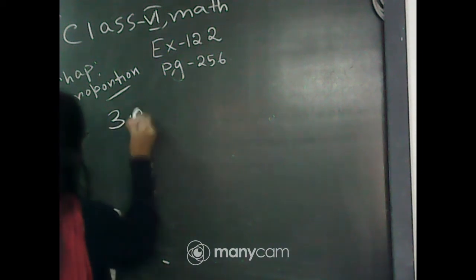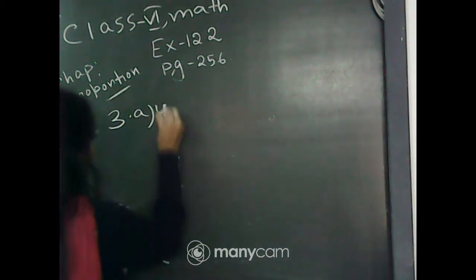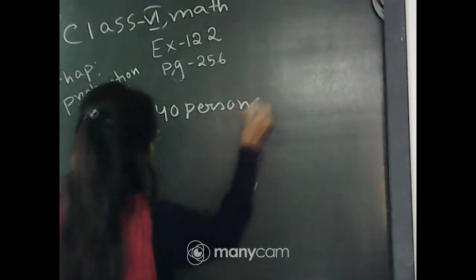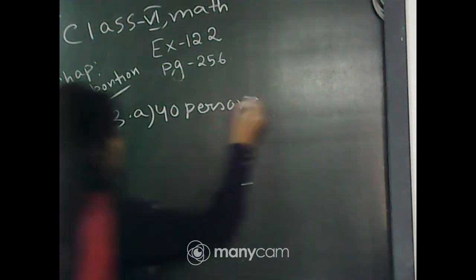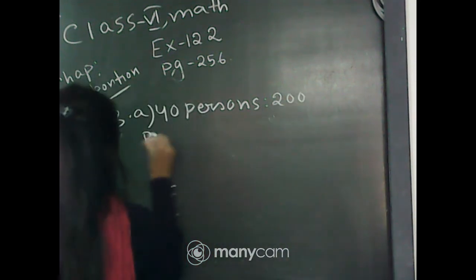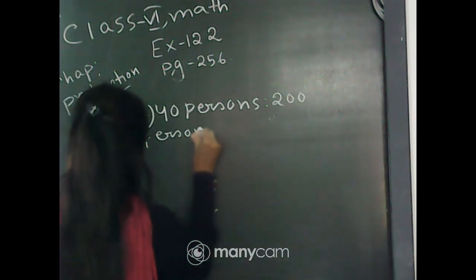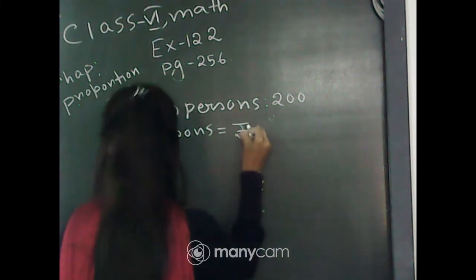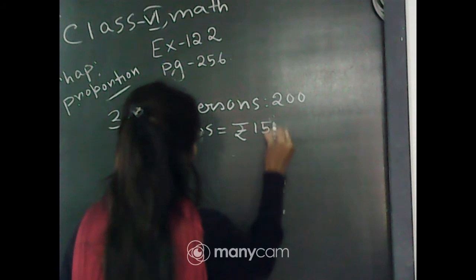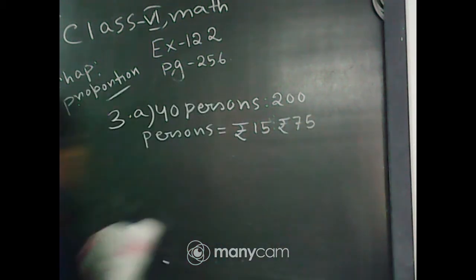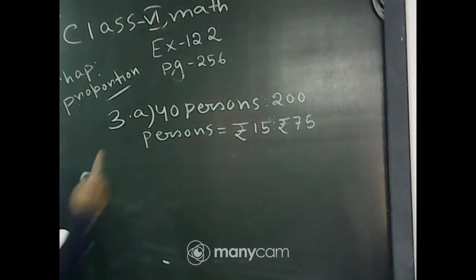Here the given statement is 40% is to 200% is equal to rupees 15 is to rupees 75. We check whether the given statement is true or false.